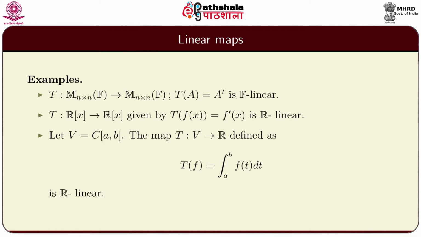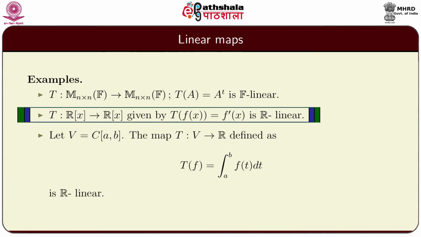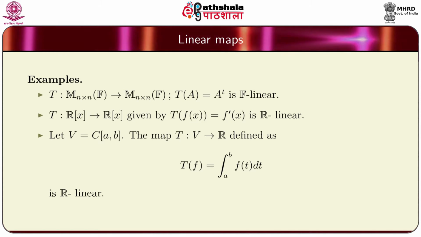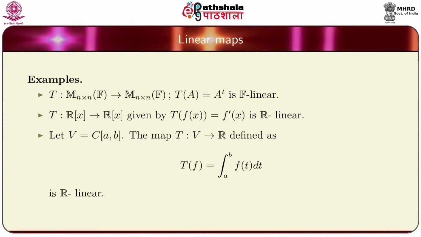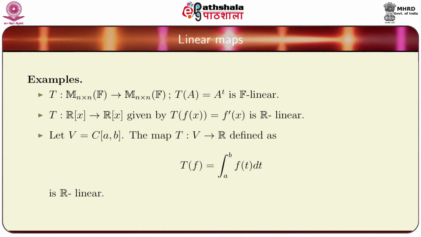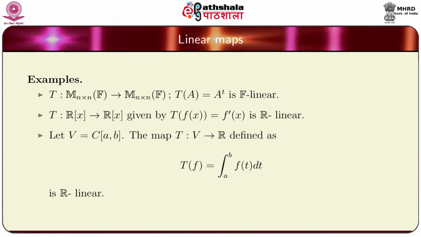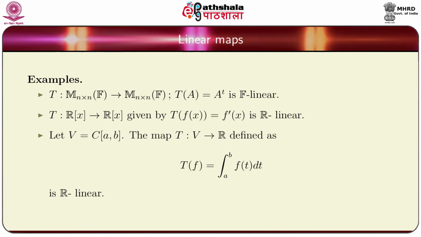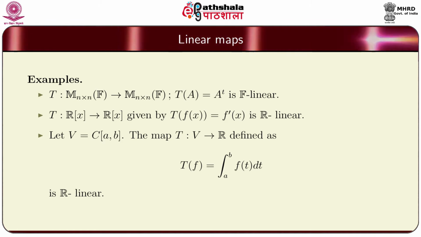The next one talks about the differential operator. So, the vector space in this case is the collection of all polynomials with real coefficients in the variable x, R[x], and T from R[x] to R[x] is defined as T(f(x)) = f'(x). f'(x) is the usual derivative of the polynomial f. The basic properties would tell you that T is a linear operator on R[x].